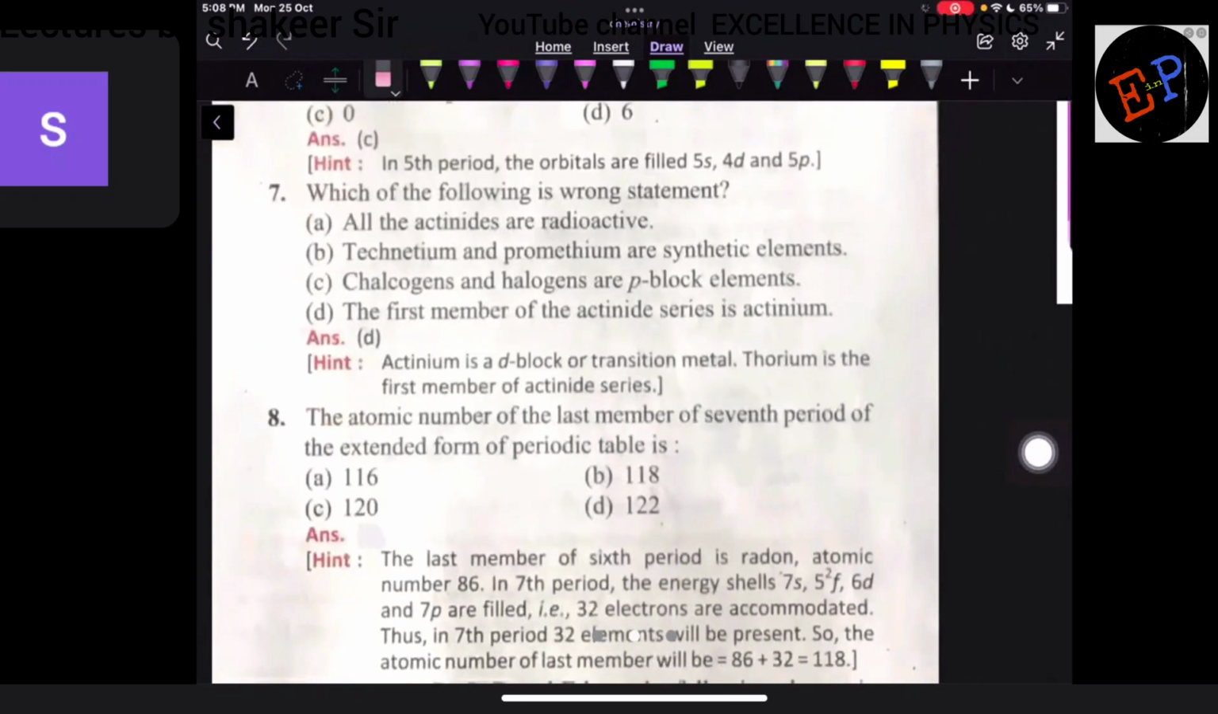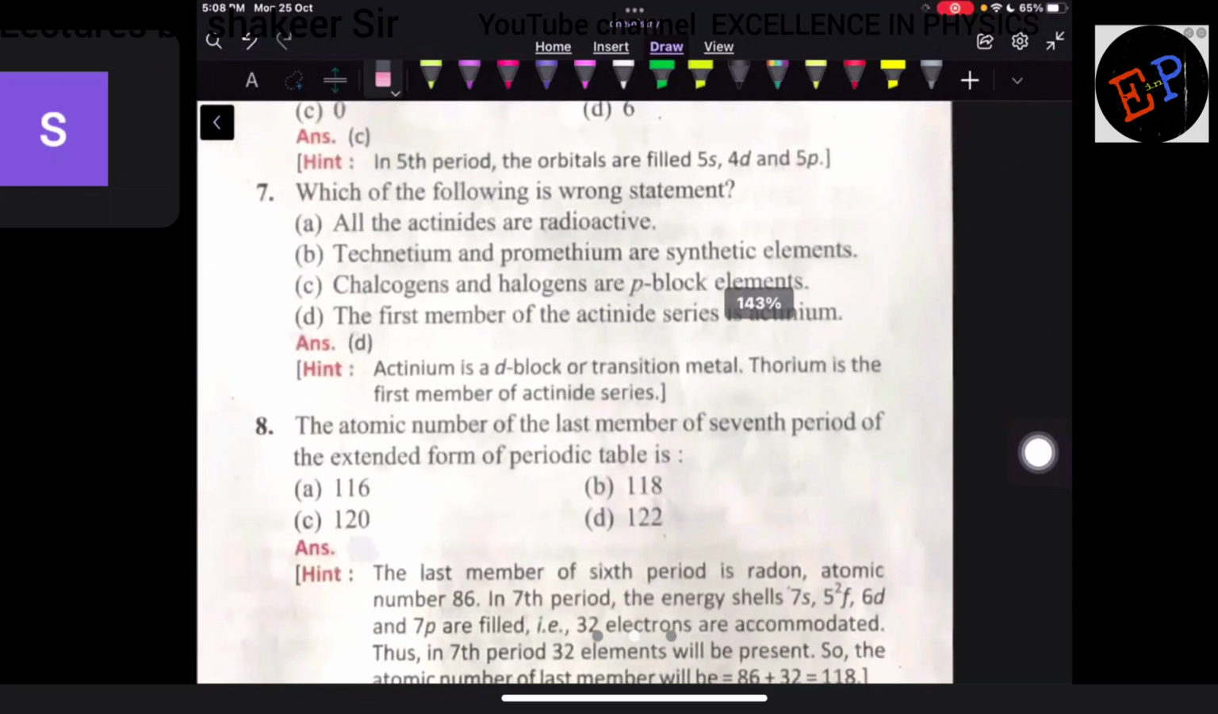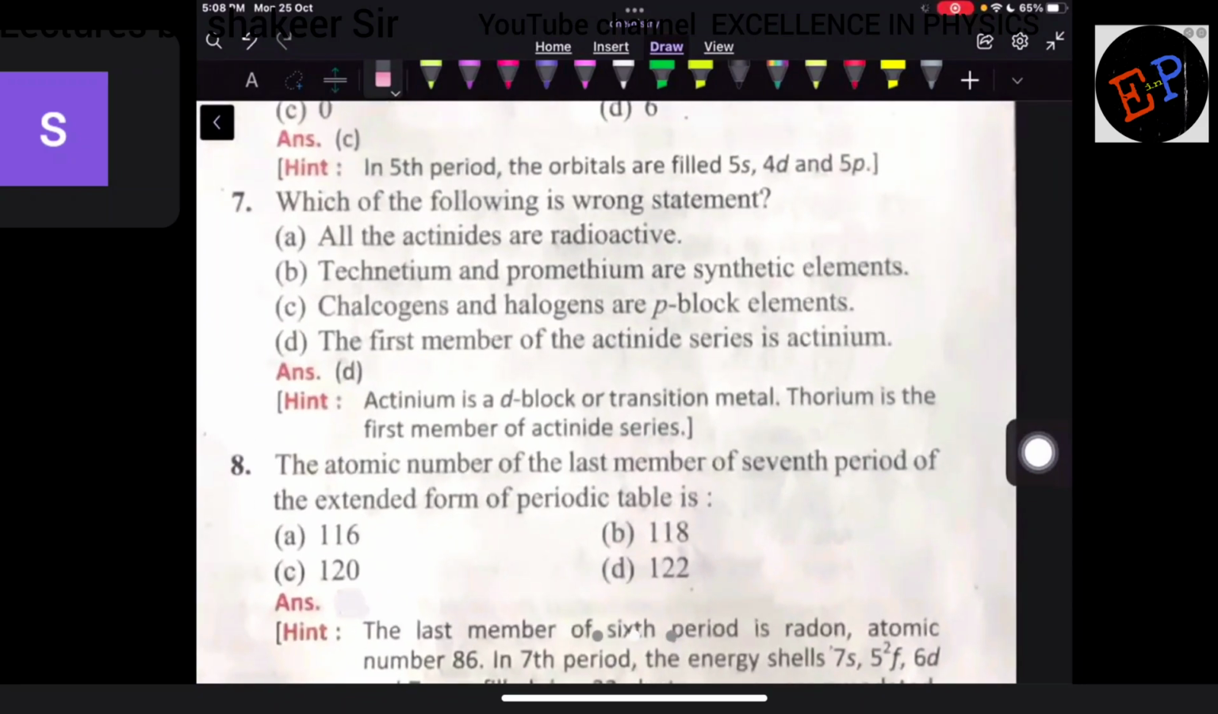Now see the seventh question. Which of the following is a wrong statement? All the actinides are radioactive, so definitely this is a correct statement. Clear now? Technetium and promethium are synthetic elements. This is also a correct statement. Clear now? Chalcogens and halogens are p block elements, so this is also correct. Chalcogens, halogens, nitrogens, all of them belong to p block elements. That is also correct.